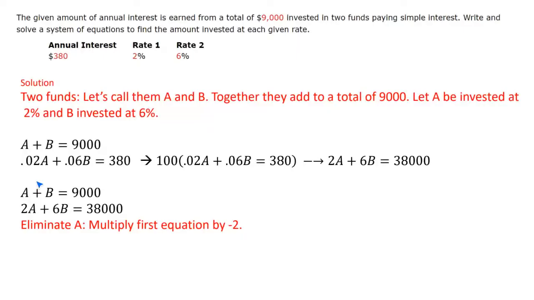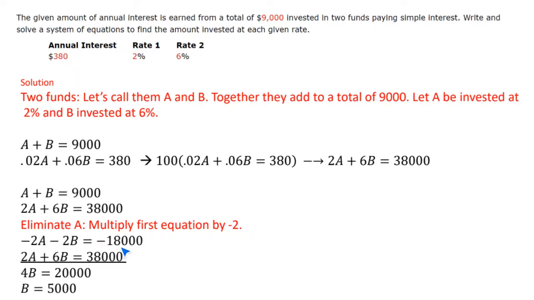So let me write those equations here. We need to eliminate a variable, so we can multiply the first equation by -2. If we do that, we're going to end up with -2 times A is -2A, -2 times B is -2B, 9,000 times -2 is -18,000. Now I can add them, so -2A plus 2A is 0, -2B plus 6B is 4B, and -18,000 plus 38,000 is 20,000. Divide by 4, and we get 5,000.